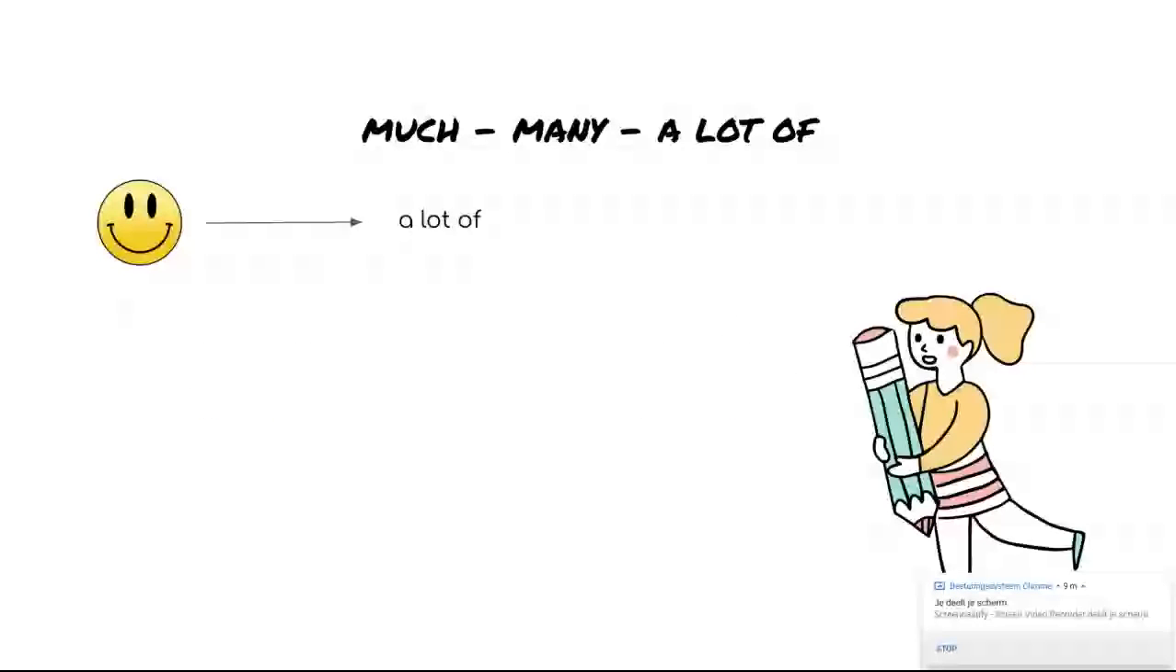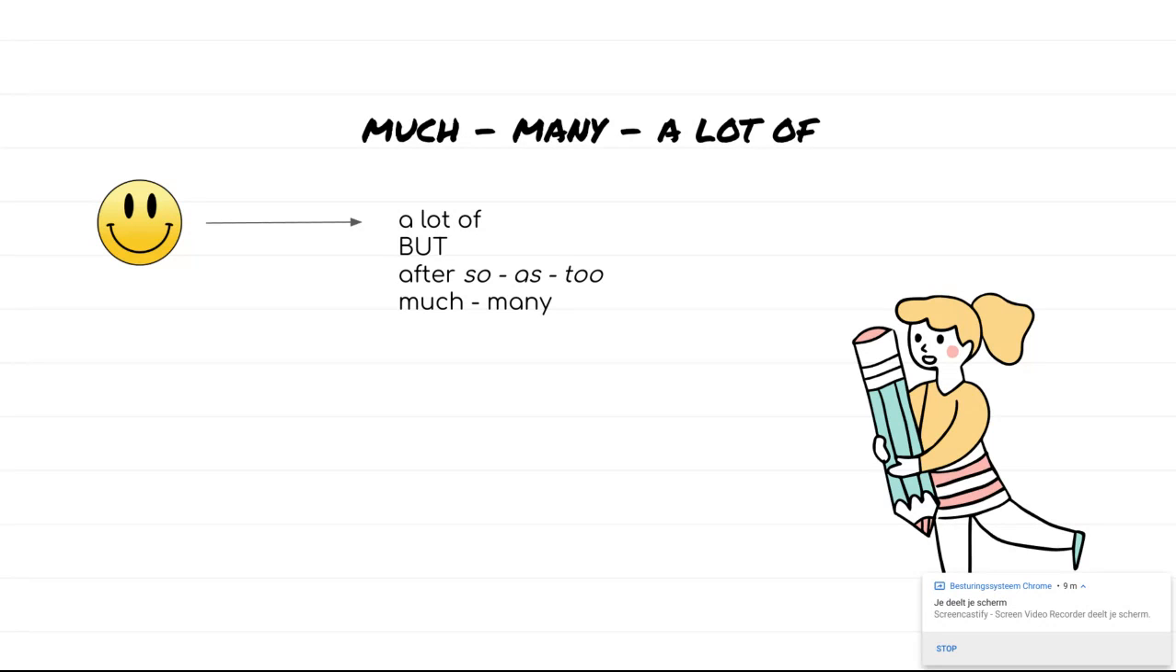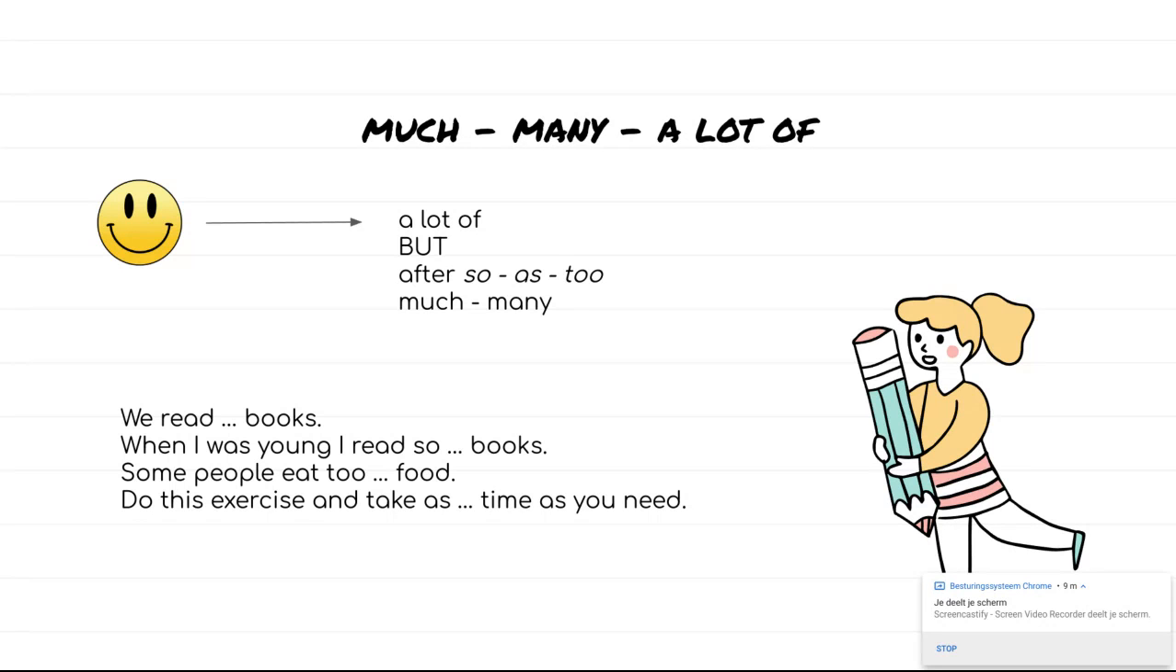So, much, many, a lot of. I said a lot of in positive sentences, but after so, as, and too, you have to use much, many in a positive sentence. Yeah, I know, a little bit confusing, but you will understand.